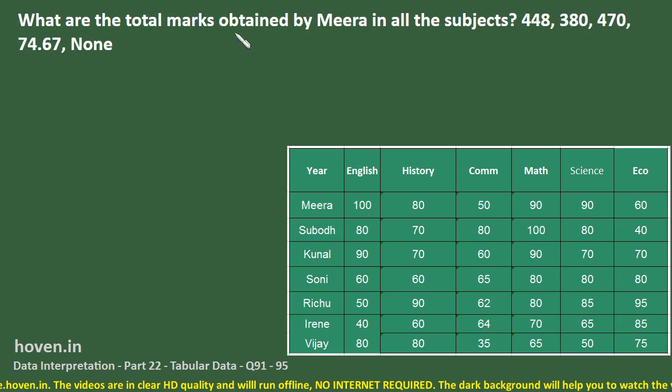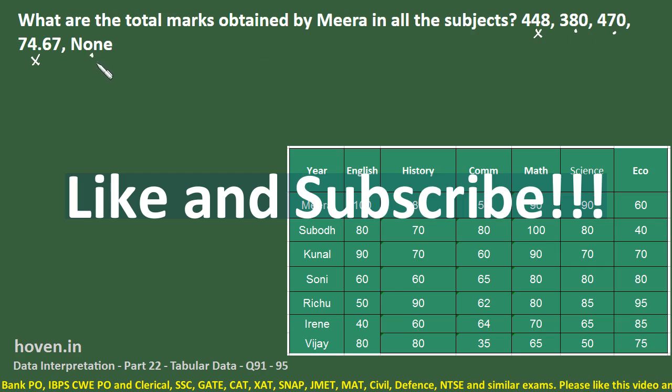What are the total marks obtained by Meera in all the subjects? Meera scores 100 in English, History, Commerce, like that. We have to add all these marks. Now, if we see the options, this can't be the option, because when you add all of them, you won't get a decimal point. And then if we check out the units place, 0, 0, 0, 0, 0, the units place will be 0. So, this can't be the answer. Now, the answer is either this, this, or none.